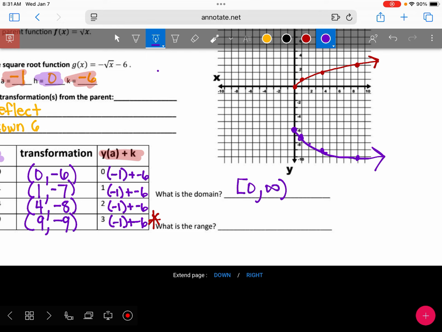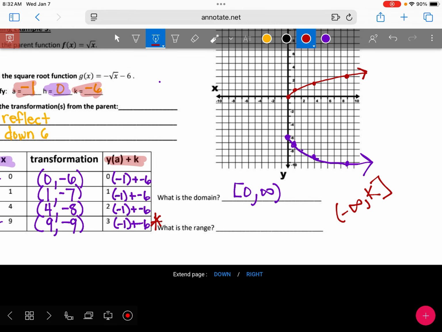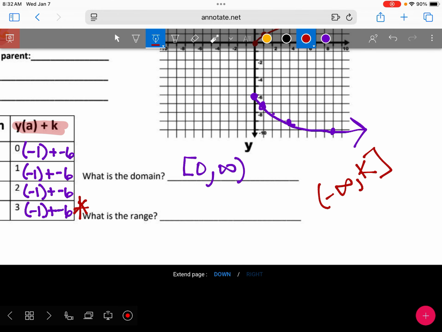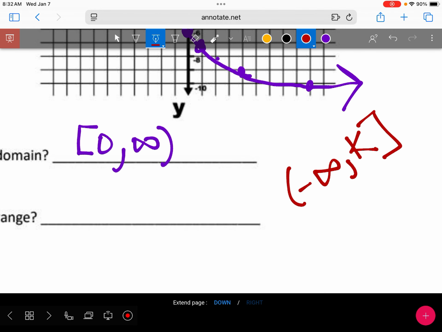Whenever that happens, you have to flip the range too. So if your A reflects, your range will flip. So your range becomes -infinity. This is the rule. It's -infinity to K, whatever your K value is. That is how you're going to write your range if A is negative. Only if A is negative. That's how you write it.